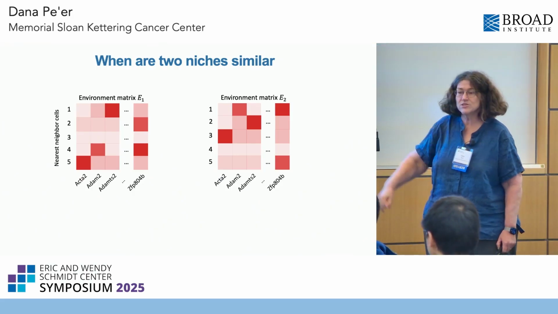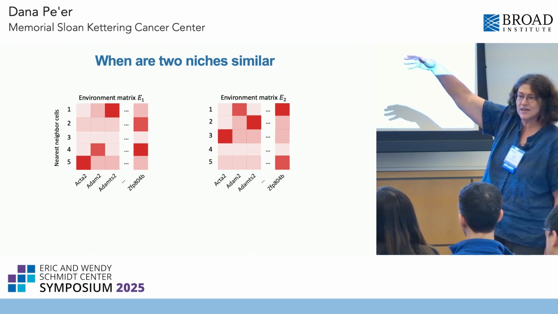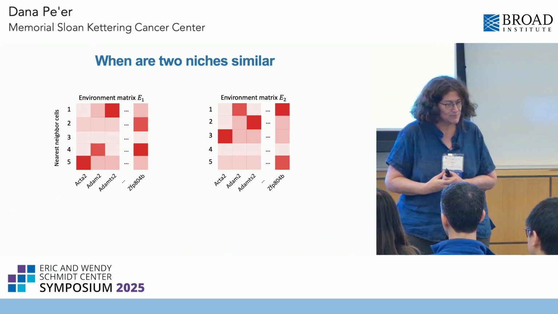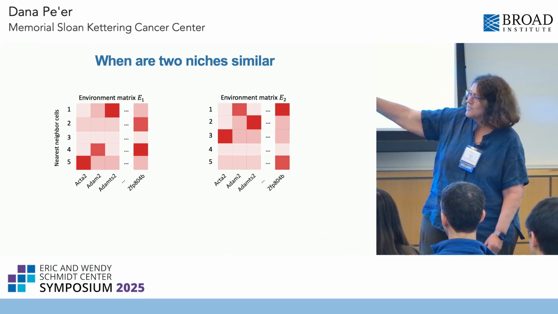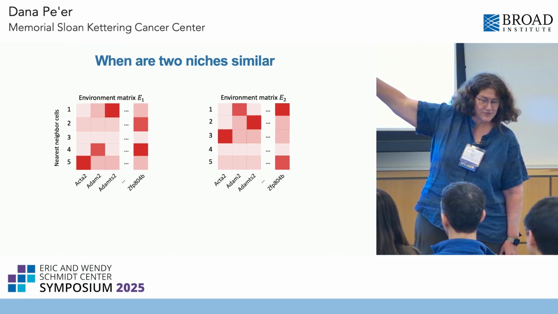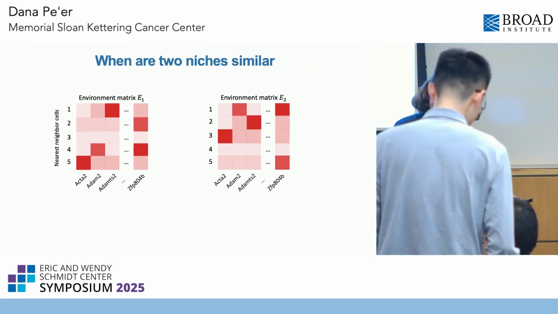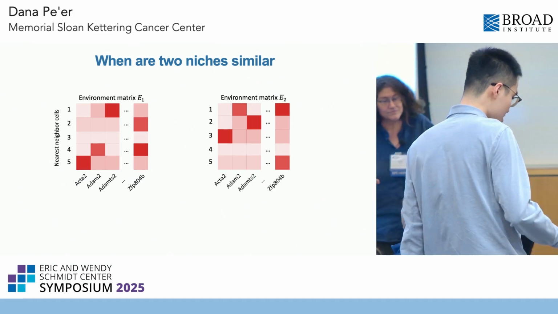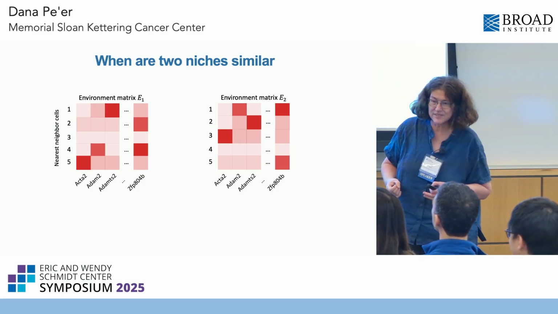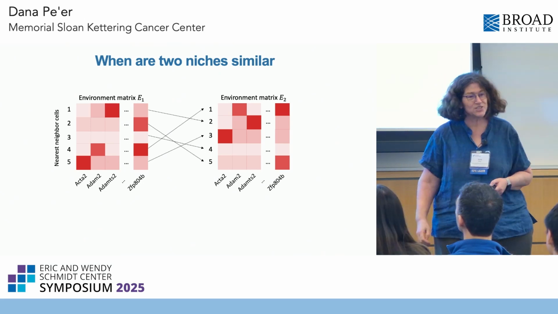So again, when are two matrices similar? Here are two matrices of cells and their neighbors. Some of you know this because I've been doing this for a while, but those of you who don't: are these two environments very similar, very different, sort of different? Who thinks that they're very different? Who thinks that they're intermediately different? Okay, who thinks that they're very similar? Most people don't want to vote. They're identical. It's a permutation.